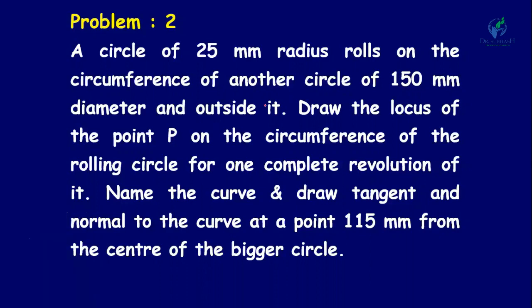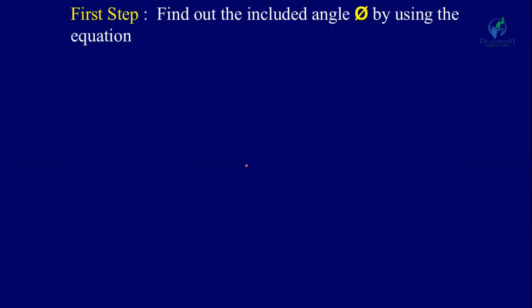Now you know that here the circle is rolling over another circle and outside it. So that's why we can say the curve is an epicycloid. Okay. Now let us see. The first step is to find the included angle phi by using the equation. You know that 360 degree into small r, the radius of the rolling circle, upon capital R, the radius of the directing circle. So 360 into 25 upon 75 is equal to 120 degree.